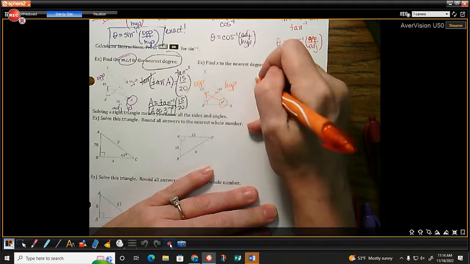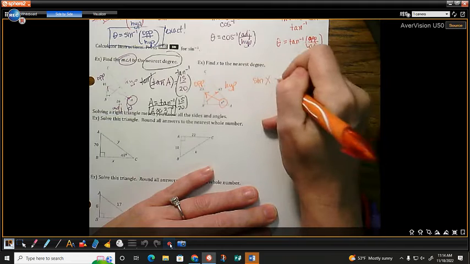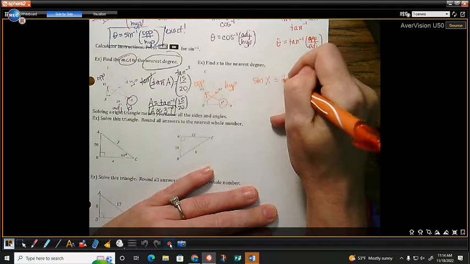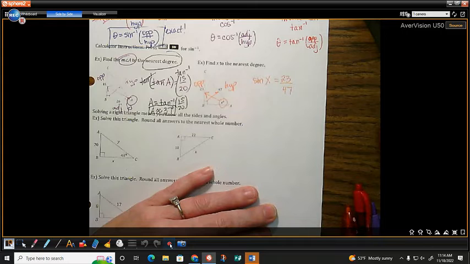Okay? So I'm probably going to sine something. It's going to be X. I don't know how big X is, but I know that its sine is 23 over 47. But I don't want the sine of X. I want just plain X. How am I going to get that sine off of my X?